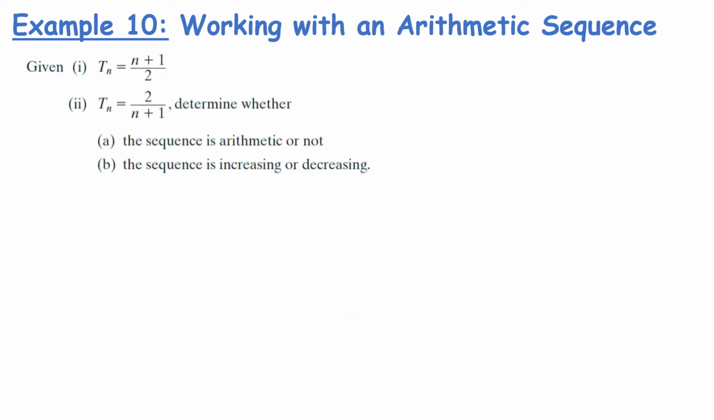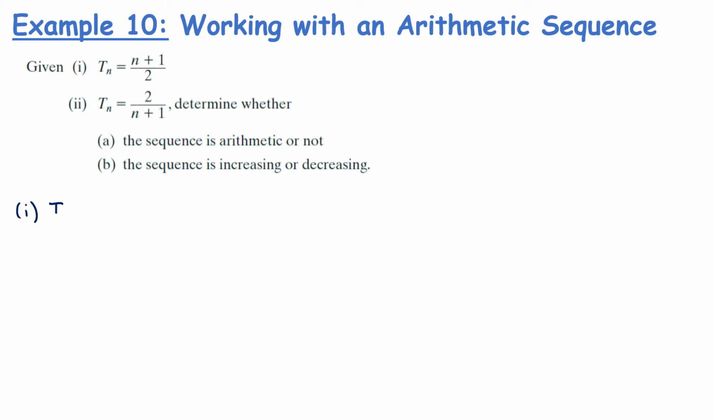Example 10. Given that we have Tn is equal to n plus 1 over 2, and we're given a second general equation, Tn is equal to 2 over n plus 1, determine whether the sequences are arithmetic or not, or whether they're increasing, getting bigger, or decreasing. So let's start with the first one.